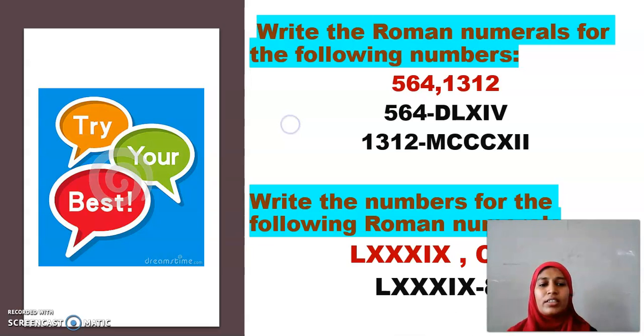Now check your answers. First answer is 89. L is 50. Then XXX stands for 30. 50 plus 30 is 80. I and X together stand for 9. So it is 89. The next answer, CCCI stands for 301. Hope this one is easy for you to write.